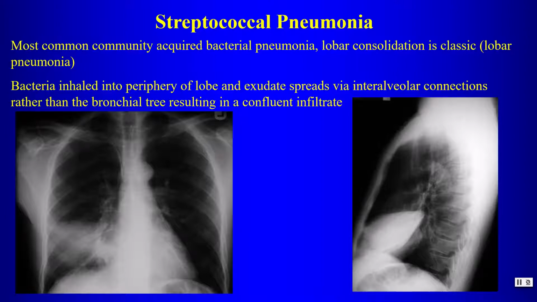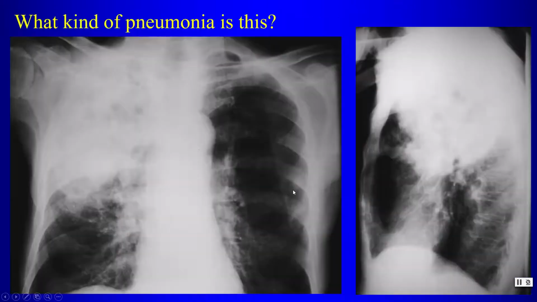Here's another example where we have consolidation now within the right middle lobe. So the bacteria are inhaled into the periphery of the lobe, and the exudate spreads via interalveolar connections rather than through the bronchial tree, which is why it tends to stay localized as a confluent consolidation within a particular lobe.